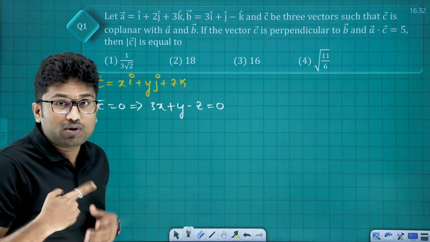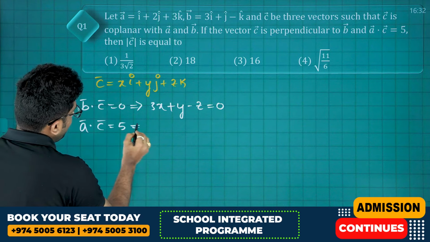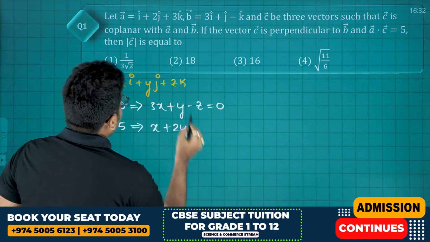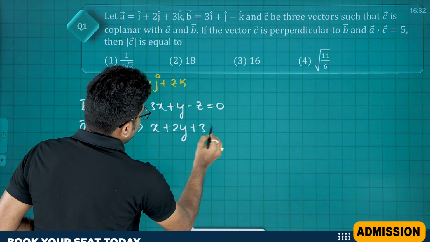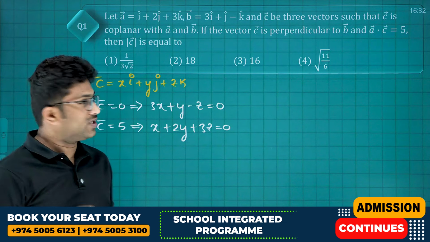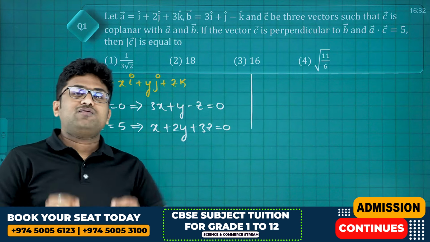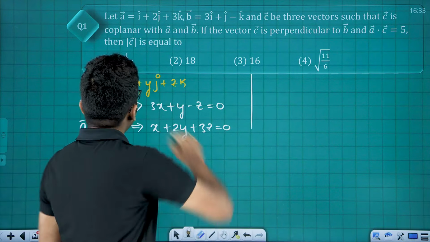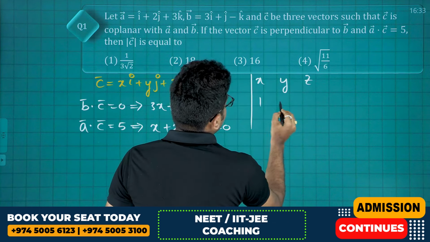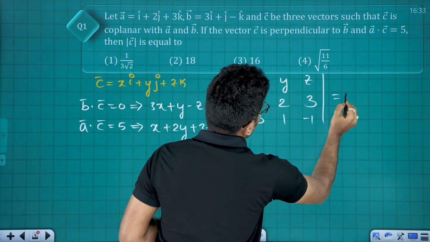Next condition is a bar dot c bar is equal to 5, which implies x plus 2y plus 3z is equal to 5. And one more condition, because there are 3 unknowns, so we need 3 equations. That condition is when 3 vectors are coplanar, the determinant of the components should be equal to 0. So c bar is x, y, z, a bar is 1, 2, 3, and b bar is 3, 1, minus 1. This should be equal to 0.